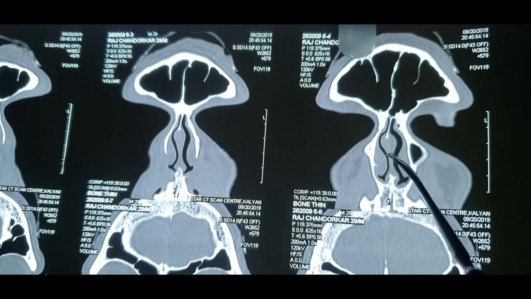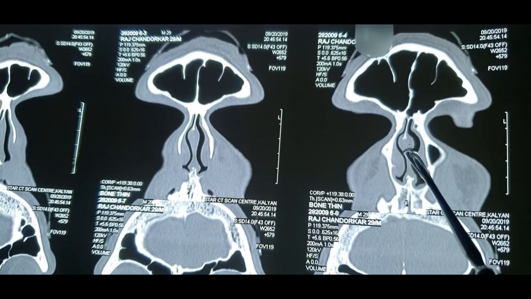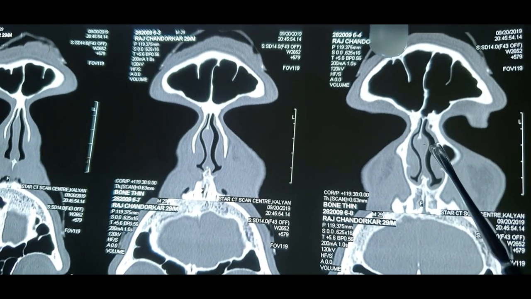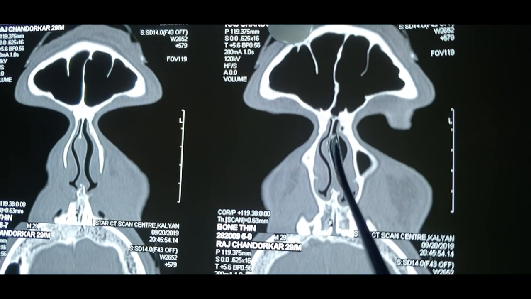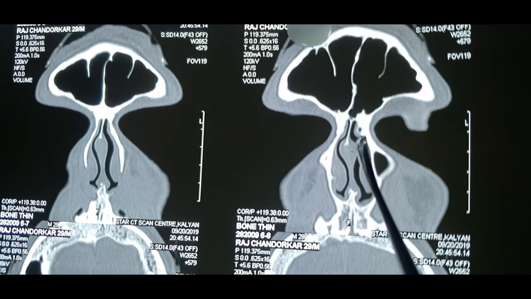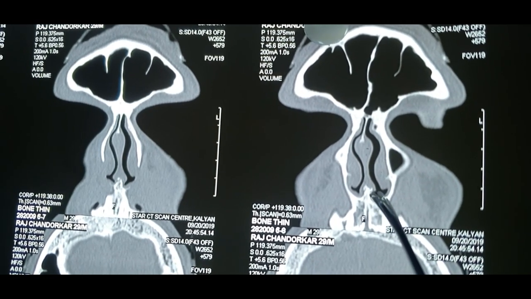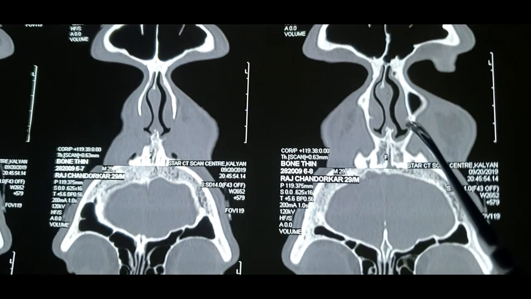Now, the cartilage is not visible on the CT scan. It appears as a soft tissue density. It will not appear as a bony region. So whatever structure you can see here is the perpendicular plate of the ethmoid. This is the septal cartilage, and again this is the maxillary crest. This is the maxillary bone.